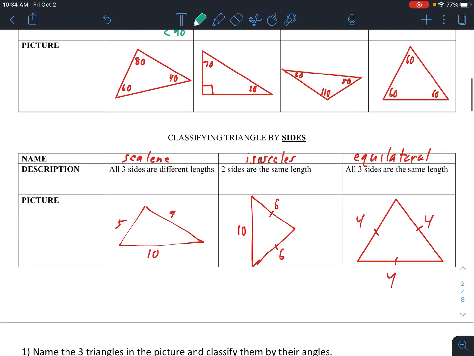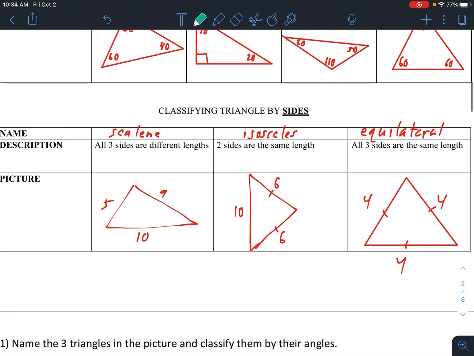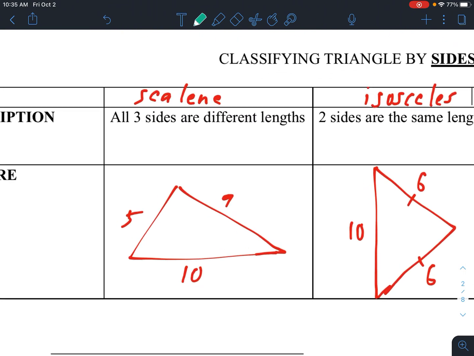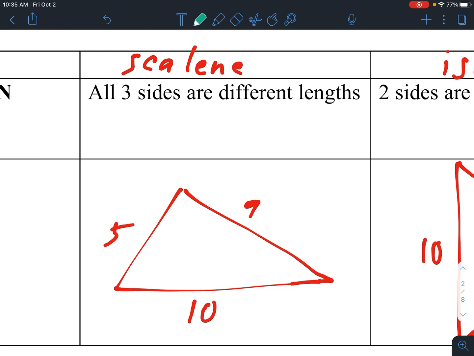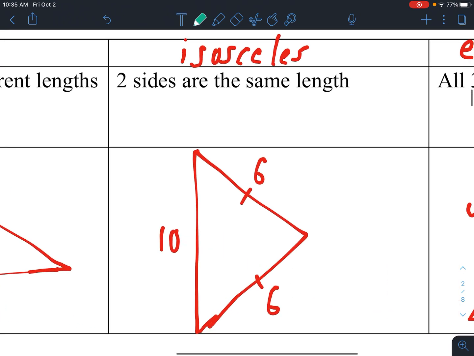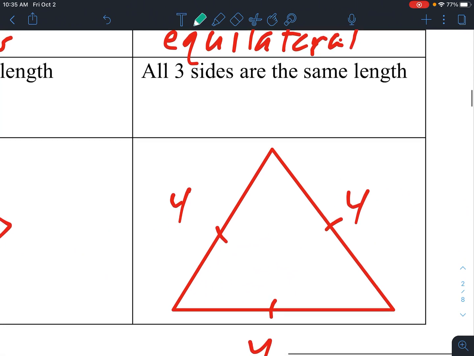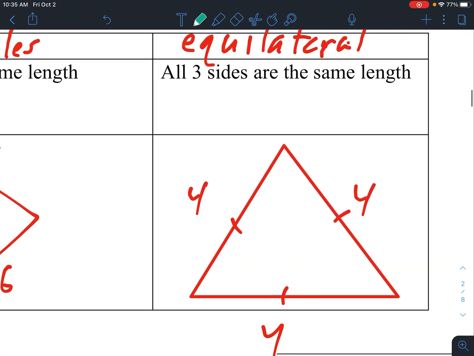By sides, there are 3 answers: scalene, isosceles, and equilateral. Scalene means all 3 sides are different. Isosceles means 2 of the sides are equal and 1 is not. And equilateral means all 3 are the same length.